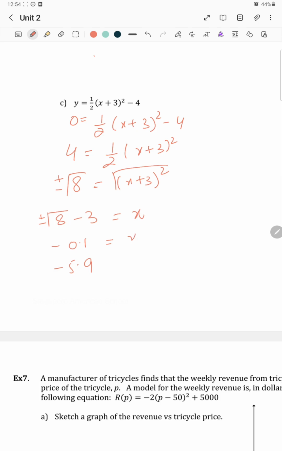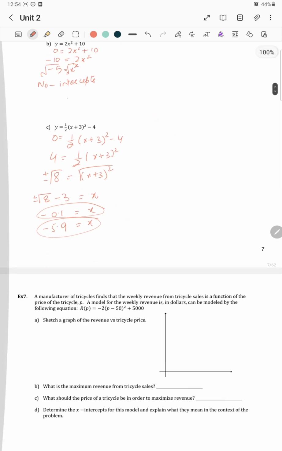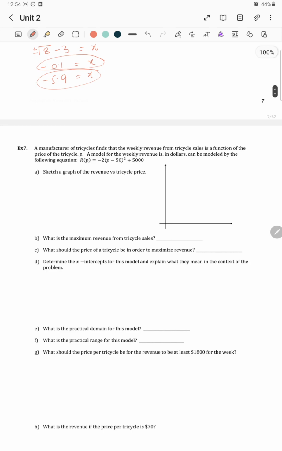Minus 0.1 or minus 5.9, approximately, are the two values of x. Okay, a manufacturer of tricycles finds that the weekly revenue from tricycle sales is a function of the price of the tricycle, P. A model for the weekly revenue in dollars can be modeled by the following equation: R(P) is equal to minus 2(P minus 50) whole square plus 5000.